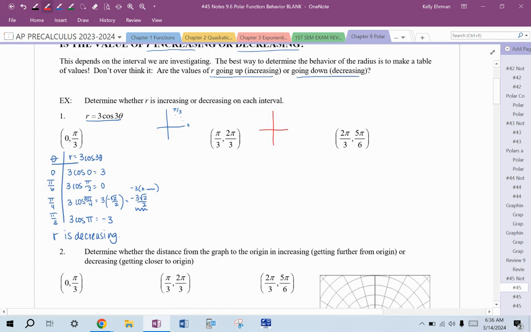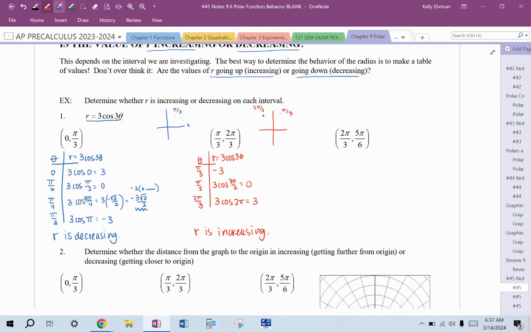Now we're going to look at the interval from pi over 3 to 2 pi over 3. Again, another small interval here. There's really only one nice common angle to plug in between. Starting at pi over 3, we already did that math. That came out to negative 3. And then let's plug in pi over 2. That's 3 cosine of 3 pi over 2. Cosine of 3 pi over 2 is 0. And then we'll finish with 2 pi over 3. We get 3 cosine of 3 times 2 pi over 3, so 2 pi. That's 3 times 1. Let's take a look at what's happening. r is going from negative to 0. That's an increase. From 0 to 3, that's another increase. So r is increasing on this interval.